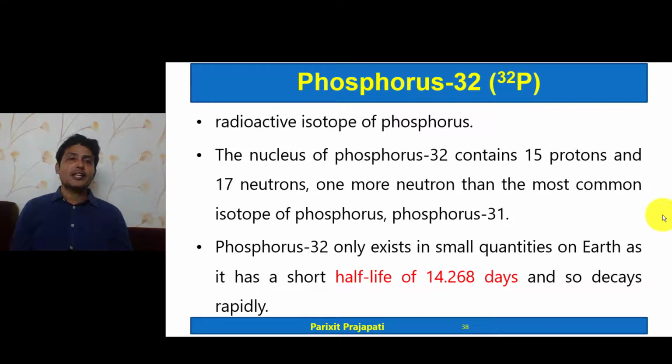So this isotope contains 15 protons and 17 neutrons, meaning 2 more neutrons as compared to protons. So that is why it is unstable. The common isotope is phosphorus 31 and this radioisotope is phosphorus 32. But this exists only in small quantities, so the abundance is very small and the half-life is 14.268 days. So that is phosphorus 32.